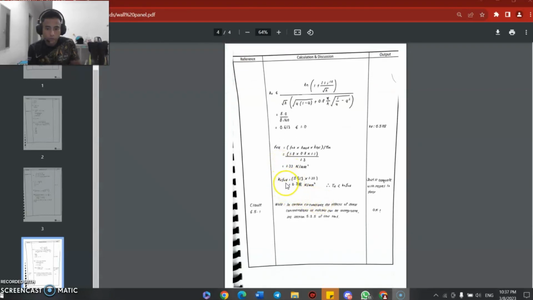Untuk KV LVD saya dapat 0.748 Nm/mm². Jadi saya telah mendapat TD lagi kecil daripada KV FVD. So dia akan dapat nilai OK. Joist is adequate with respect to shear.